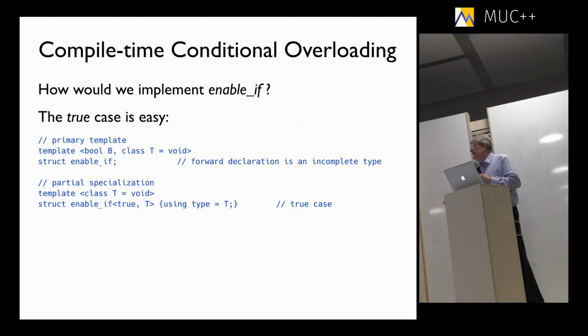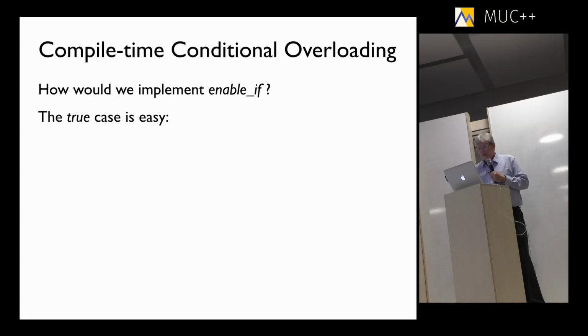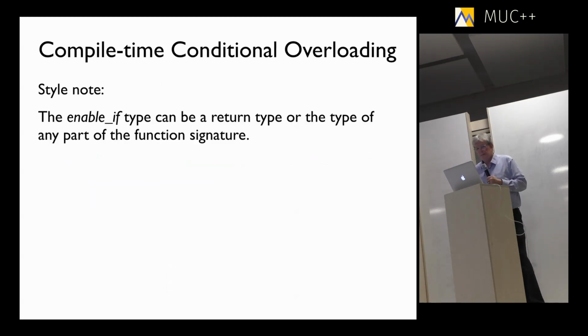So that's pretty straightforward. But here's the tricky part. How do we implement false? What do we do for false? Nothing. We do absolutely nothing. Why? Well, the whole point is that we don't have an implementation in the false case. So when the compiler tries to evaluate, well, what's the type in the false case? It's a substitution failure. And so that particular template just gets ignored or disabled, if you want to use the terminology here. OK? All right.